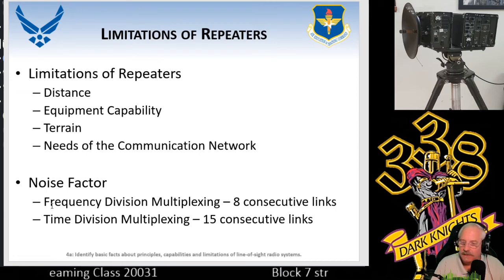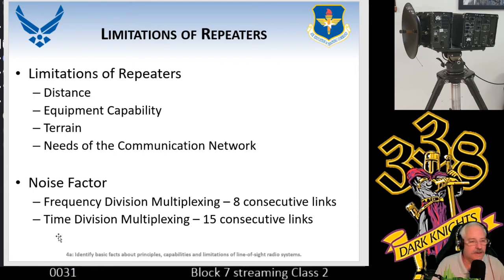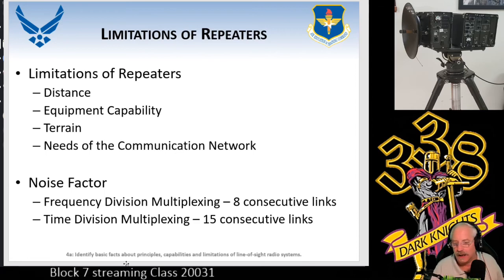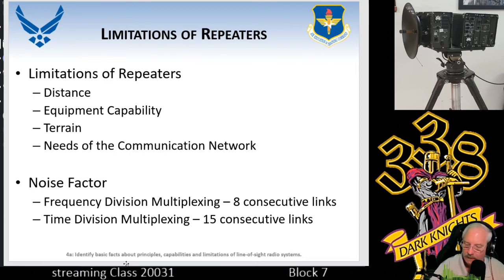Limitations of repeaters, big time. Distance, equipment capability, terrain. And the big one, needs of the communication network. I like to say money talks, BS walks. So in other words, if you really needed it, you're going to find the money. Now, contrary to belief, it's not the base that comes up with the money, it's the squadron that needs the communication. And of course, you know, there's base stuff and then there's deployment stuff.